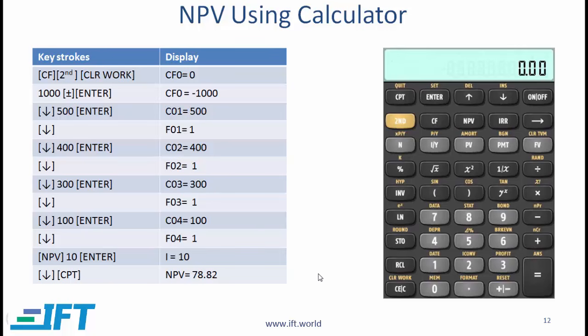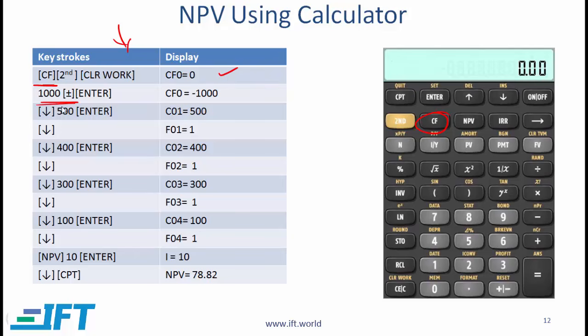What you should do instead is learn how to use the calculator, and we've seen this in quantitative methods also. Therefore, you can consider this a review. Here are the keystrokes that you need to enter. You hit the cash flow button, which is right here. Second, clear work to make sure all the cash flow registers are cleared, and here is what you should then see. You enter 1000 plus minus.